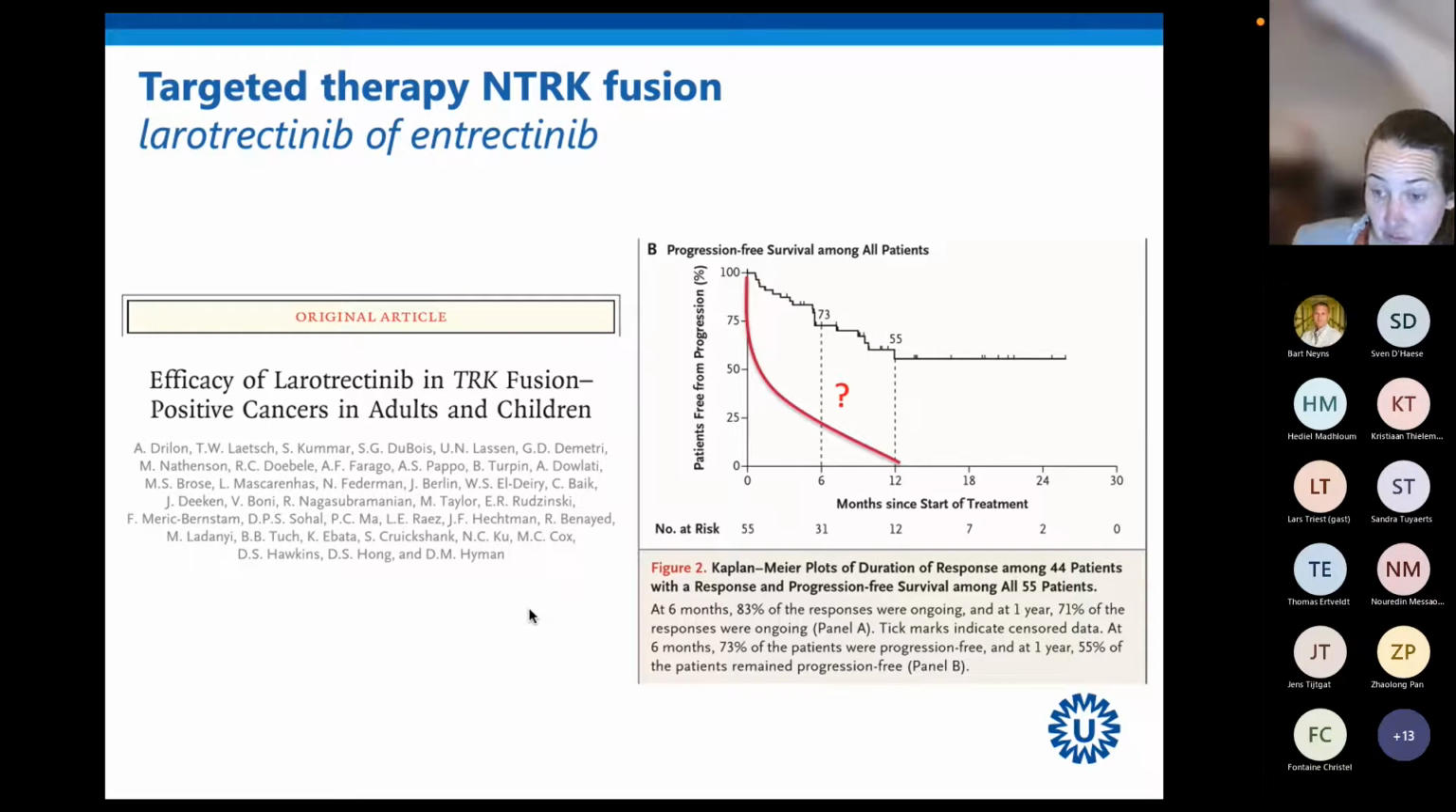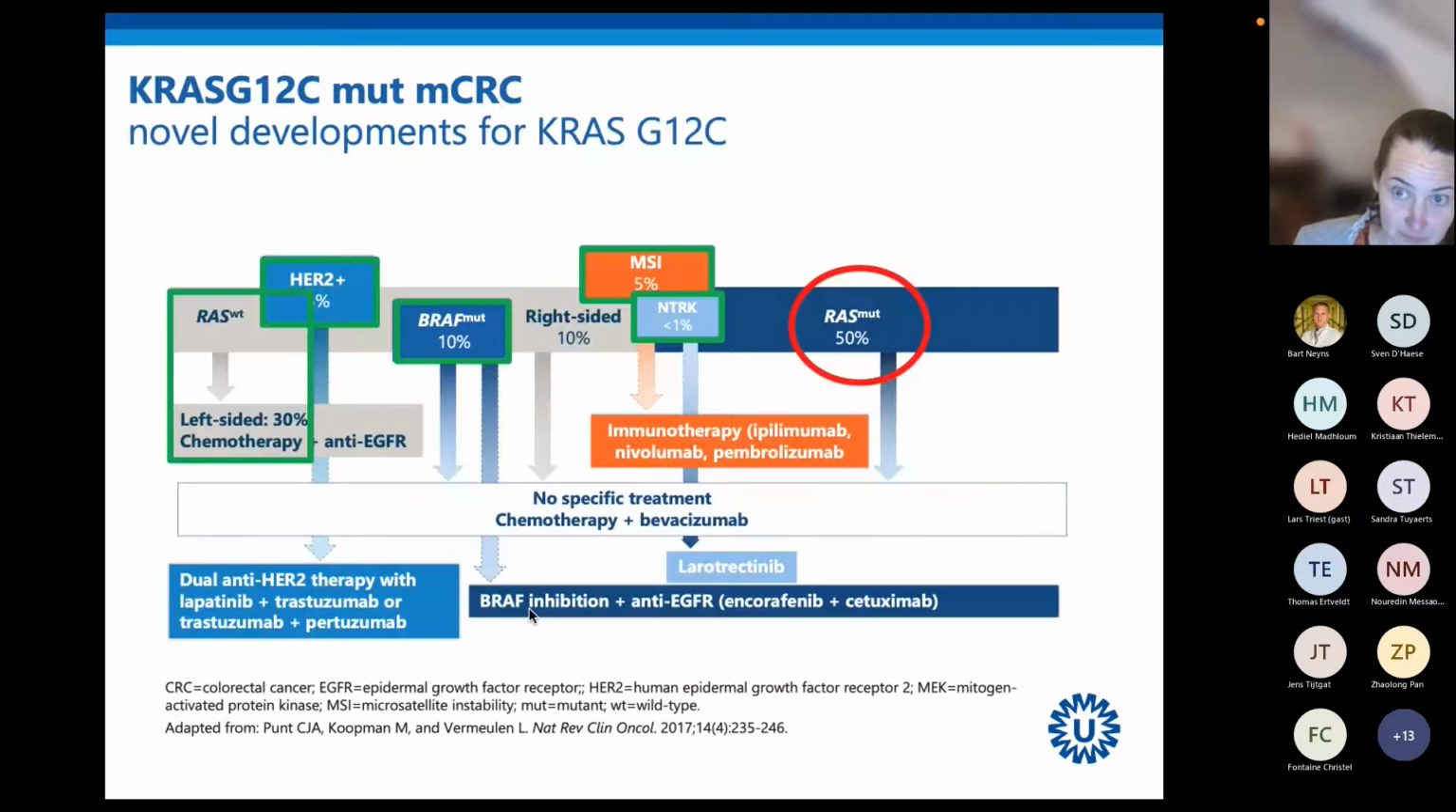Of course, it's only single-arm studies, so we don't know what the prognostic value is of NTRK and how these patients would behave without this treatment. So I have discussed the left-sided RAS wild-type patients, which can be treated with anti-EGFR, the HER2 positive patients, BRAF mutated patients, microsatellite unstable, and NTRK.